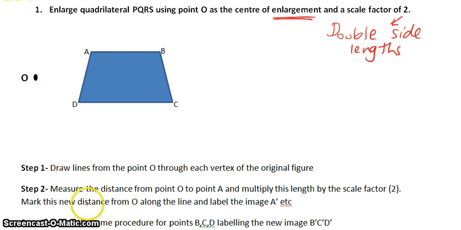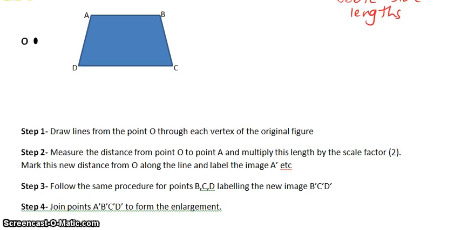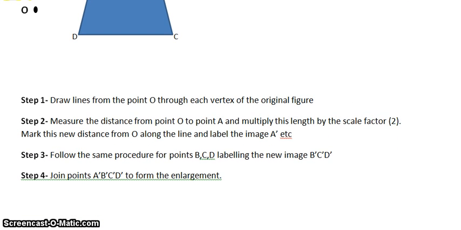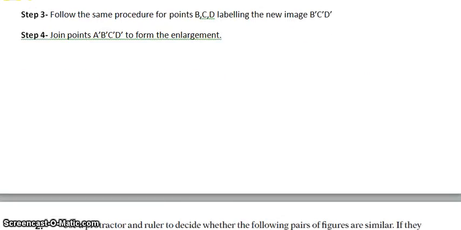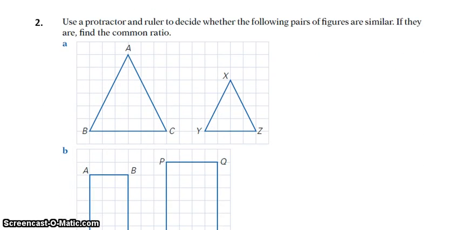It says measure the distance from point O to A and multiply this length by the scale factor. So we're measuring from there to there and then doubling it for the next point, etc. You do that for all of them, and then at the end you should have the enlargement. But we'll go through that in more detail in class. So if you tried it and you couldn't do it, that's okay.